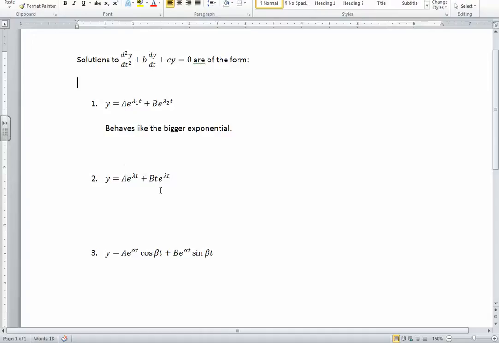Okay, moving on to case 2. Case 2, this was the formula we get, and this came out when we solved the corresponding algebraic characteristic equation. We got 1 lambda, and we got it kind of twice because it factored as something squared. Then we only have 1 lambda, we only have 1 exponential, so our two functions that we put together are that exponential and then t times that exponential. Now, how does that behave?